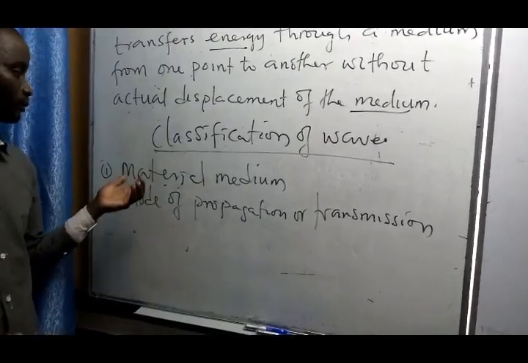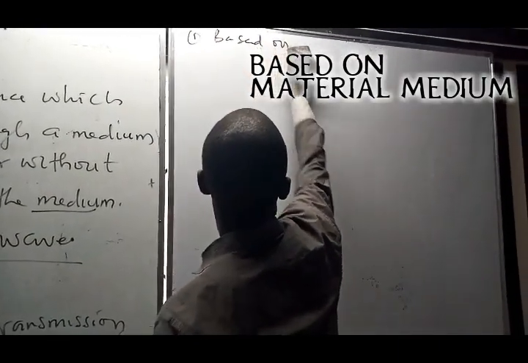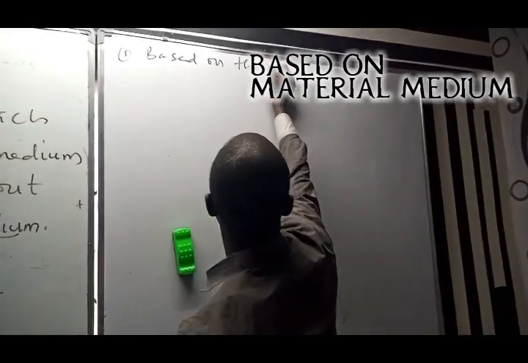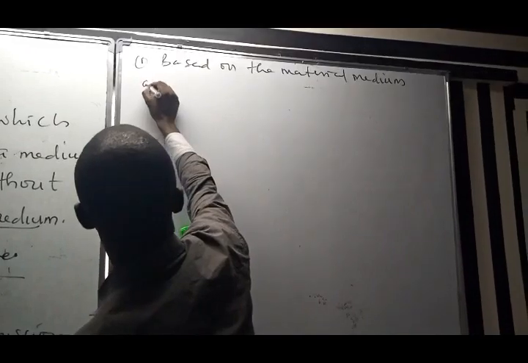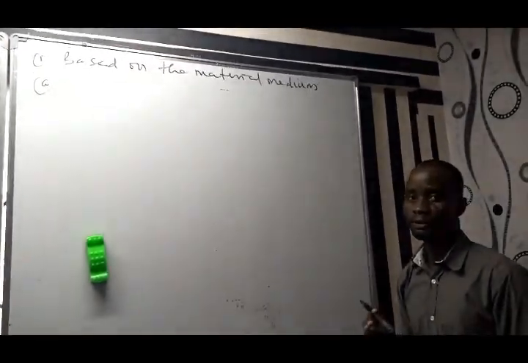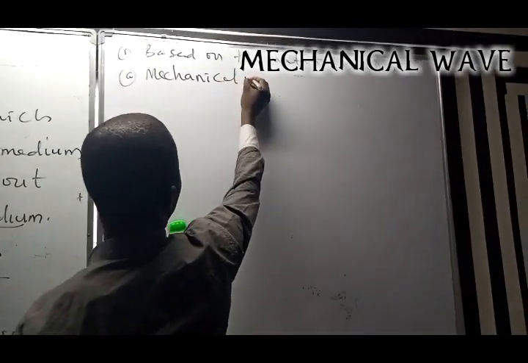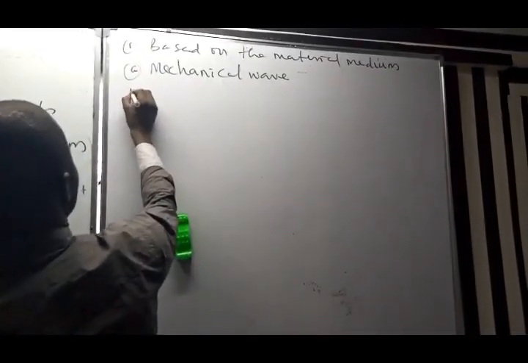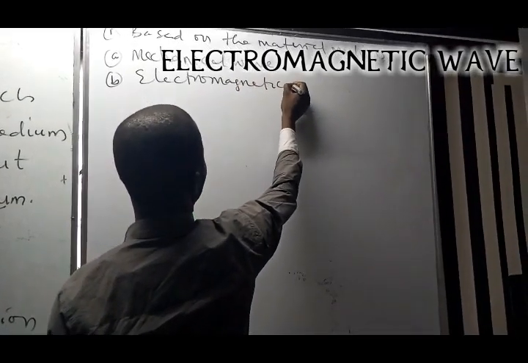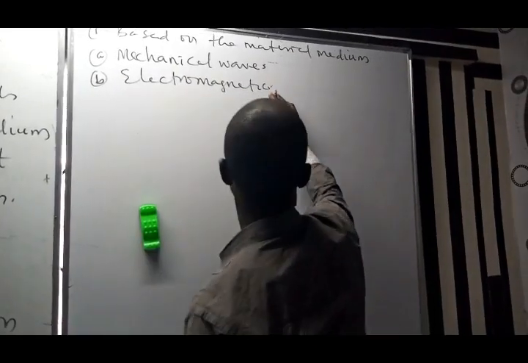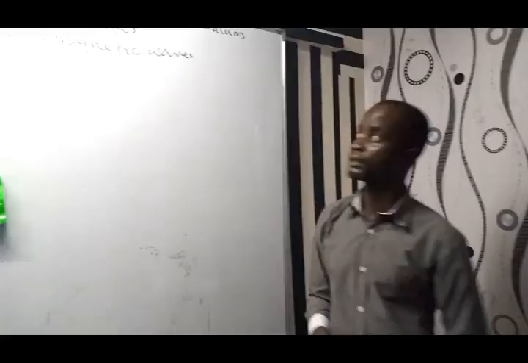Let's take them one after the other. That is classification based on material medium. There are two types of wave based on the material medium. The first one is mechanical wave, and then the second one is electromagnetic wave. So you have mechanical wave and electromagnetic wave.